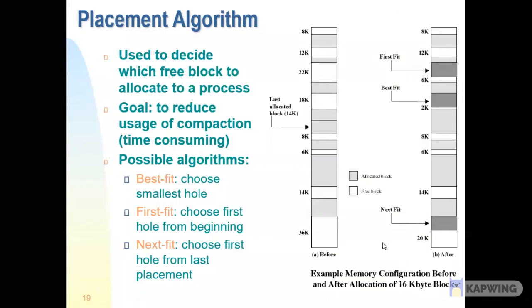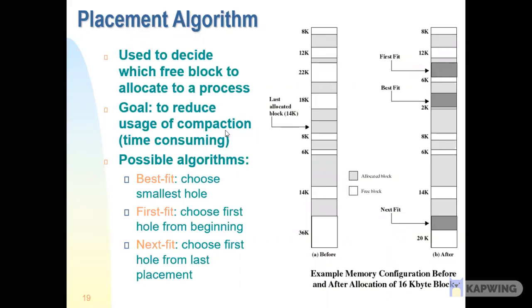Next, placement algorithms for dynamic partition. For fixed partition there were two queues, unequal size and equal size. Now in the dynamic partition, there are 4 algorithms actually. Placement algorithms for dynamic partition are used to decide which free block to allocate to the process. So this algorithm decides which process should be allocated into which block, to reduce the need for compaction. That is the goal of the placement algorithm.